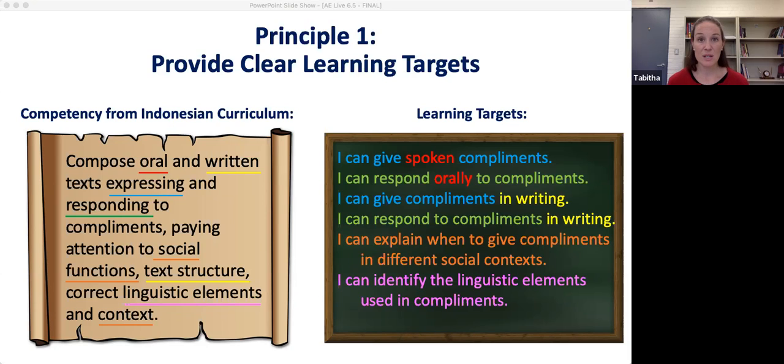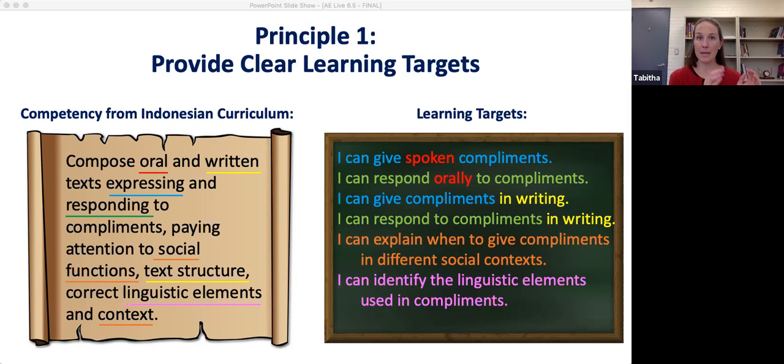I would also teach a learning target about the social function of compliments and when it's appropriate to give compliments. And then I would also include a learning target about the linguistic elements so that students develop linguistic awareness of the language they're using when they're giving spoken and written compliments and responding to compliments. So you would not use all 6 of these learning targets in just one lesson.